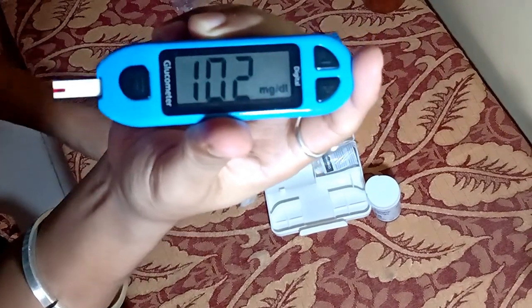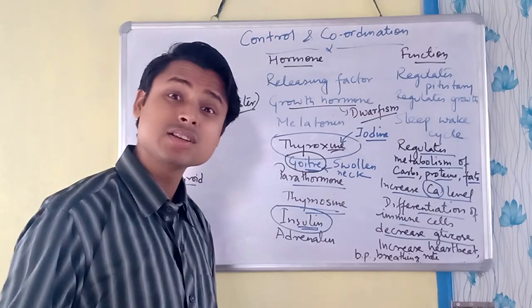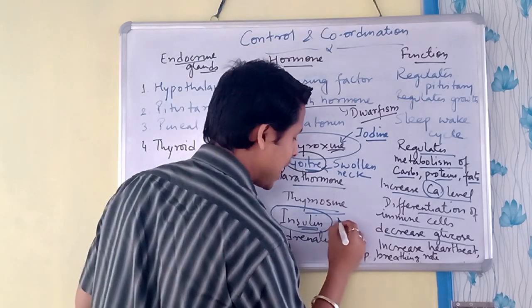102 mg per ml. As sugar level reduces, sugar level increases, and it will cause diabetes.